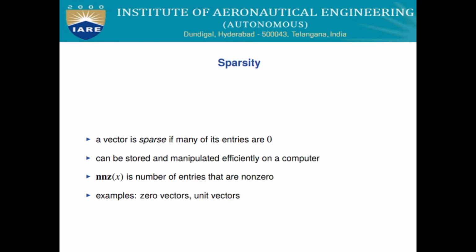Sparsity. A vector is sparse if many of its entries are 0. It means that if more entries are 0, it is called sparse. Sparse vectors can be stored and manipulated efficiently on a computer. nnz(x) is the number of entries that are nonzero. Examples: zero vectors and unit vectors.